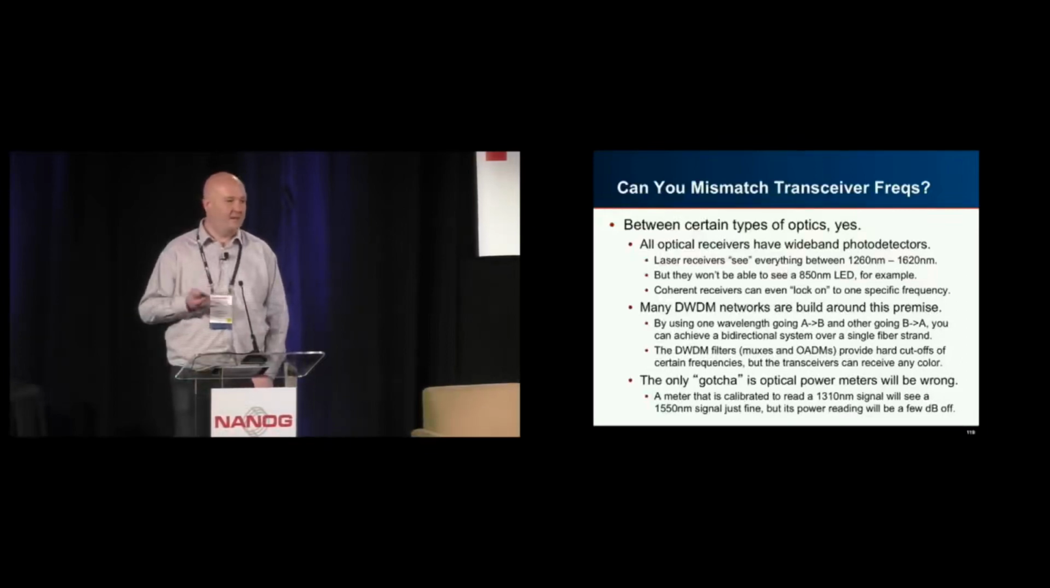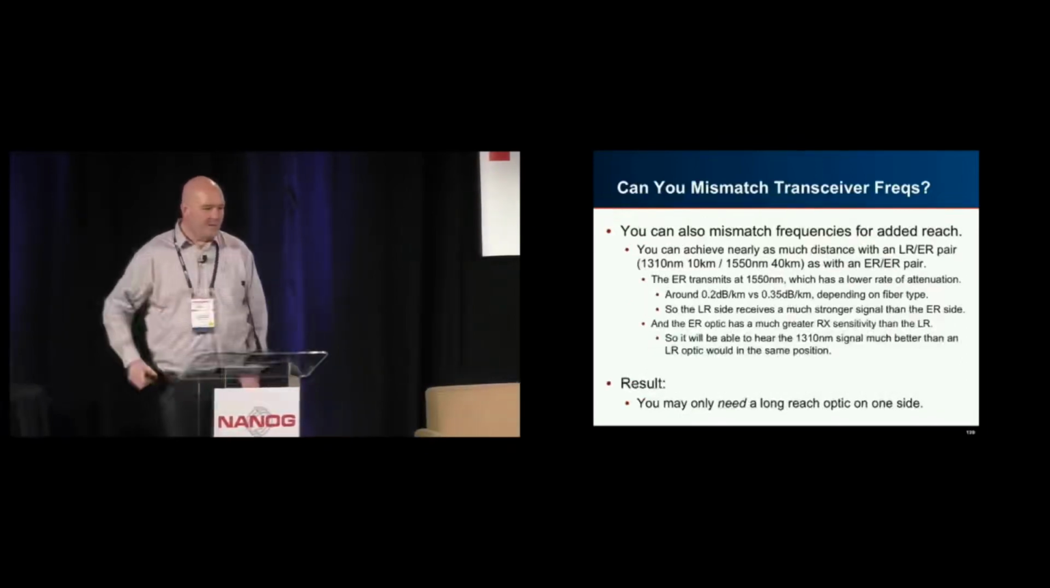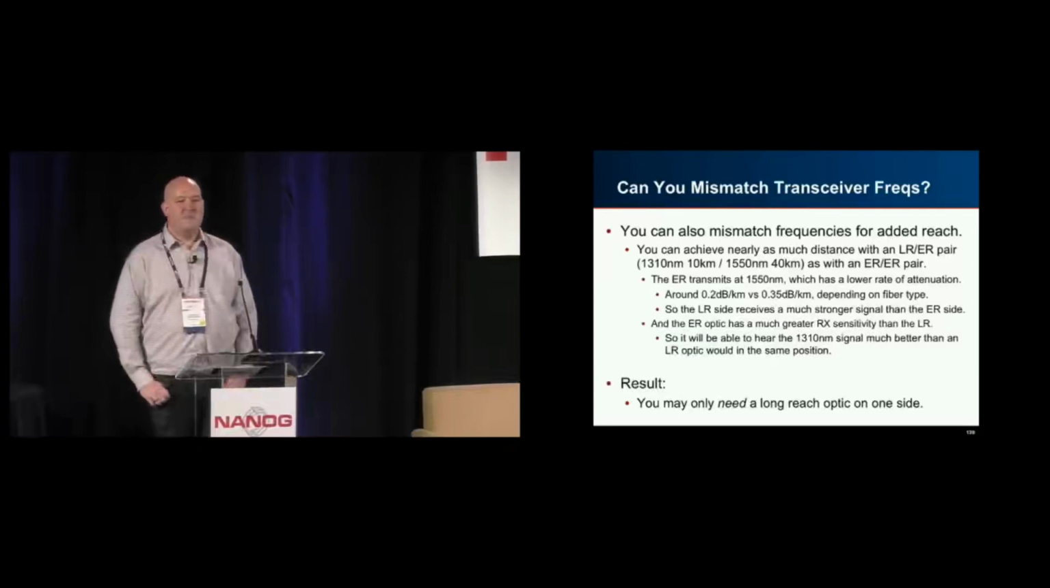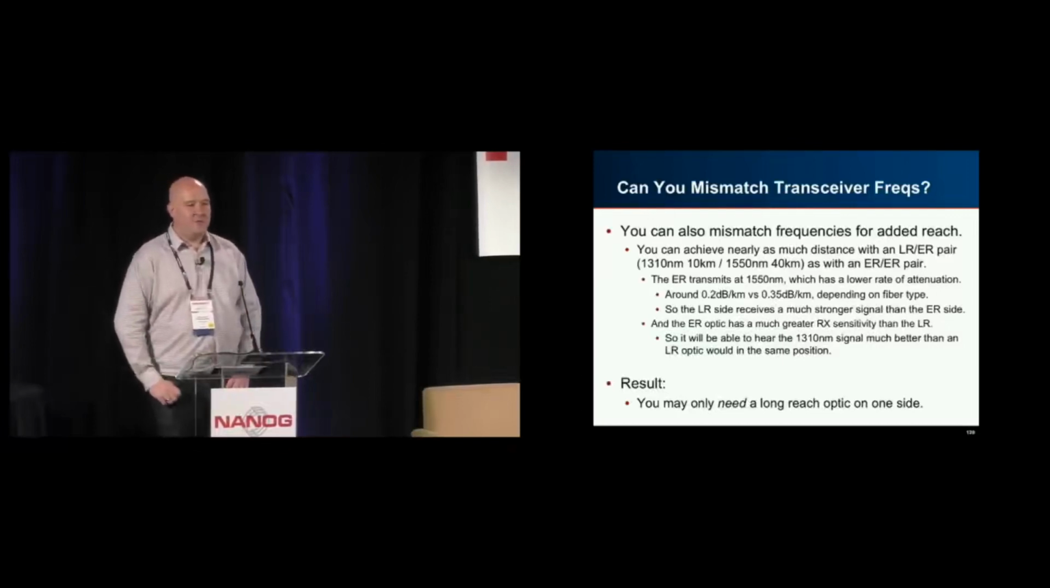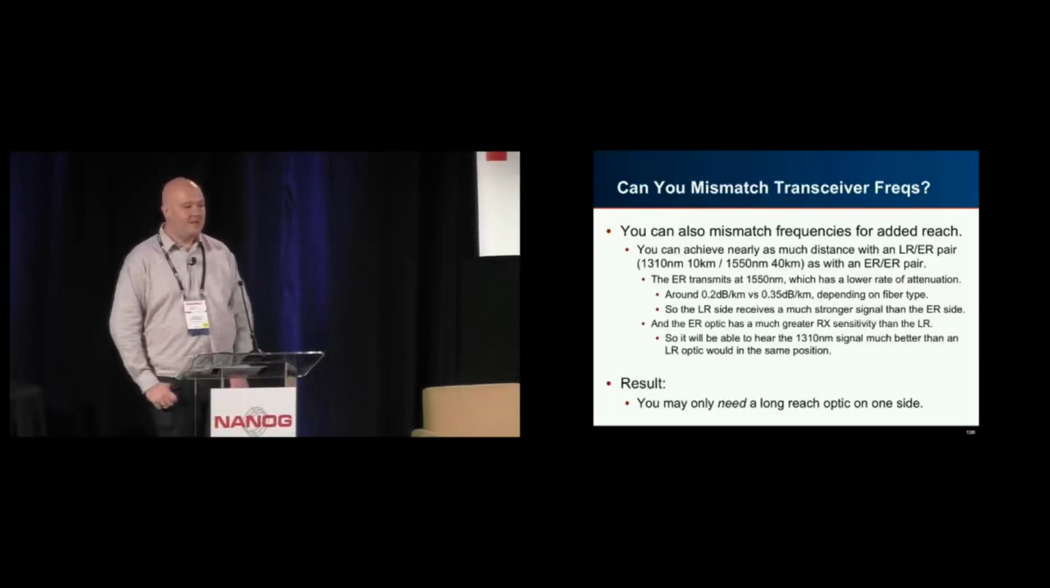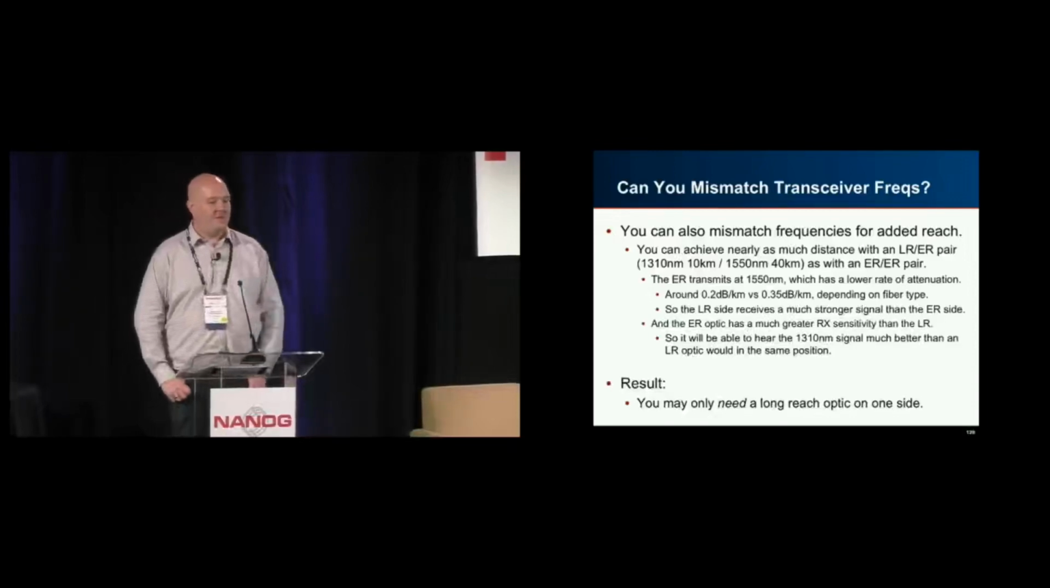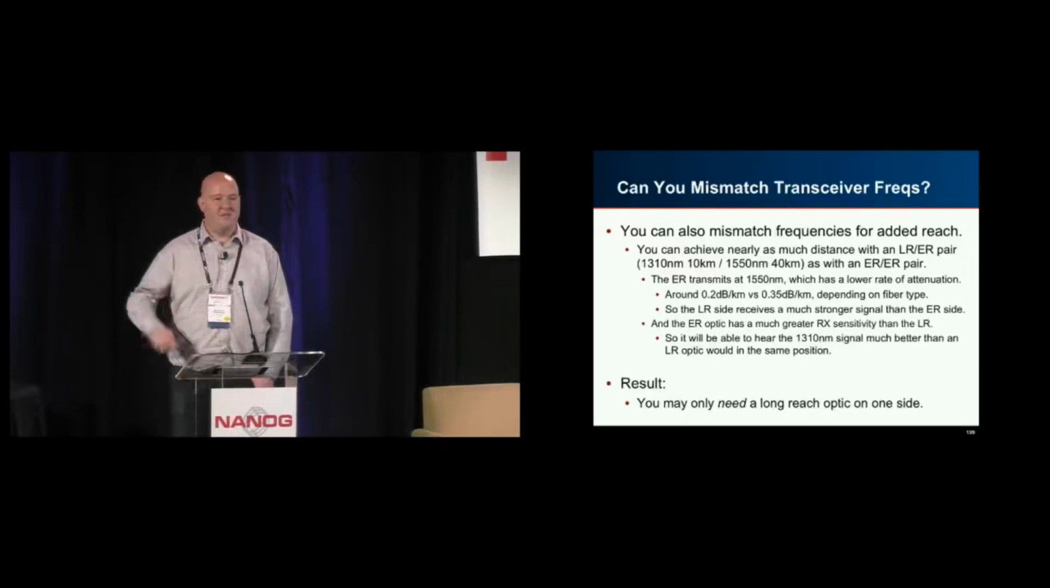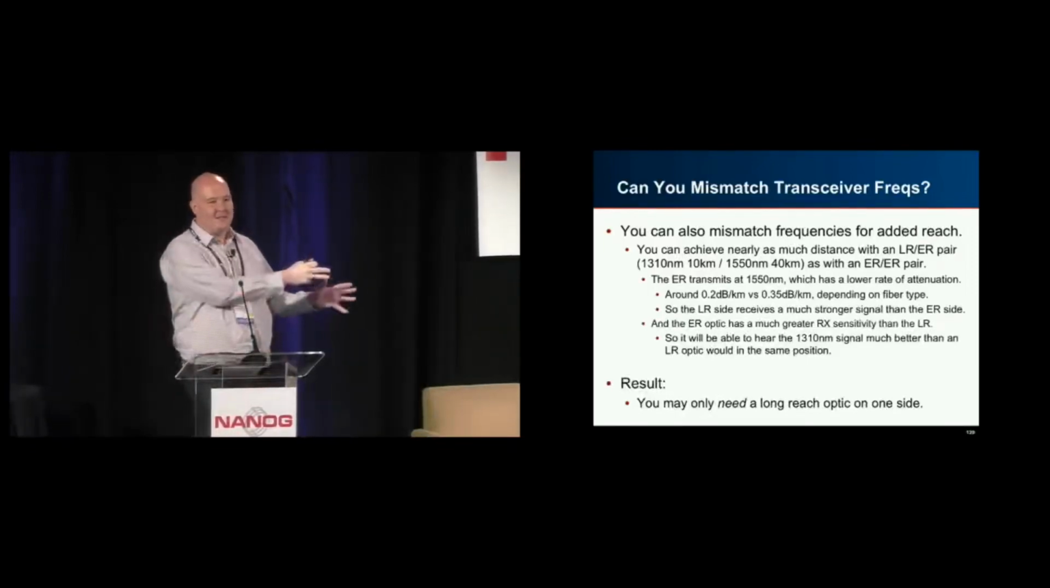But other than that, it works completely. You can also mismatch frequencies to get extra reach out of it. Consider a situation where you've got a 10-kilometer optic and a 40-kilometer optic, an ER and an LR pair. You can probably get nearly as much distance mismatching a 1310 and a 1550 as you can with a 1550 and a 1550, because the ER is going to transmit at 1550, which has a lower rate of attenuation, so it's going to lose less signal as it gets to the other side.